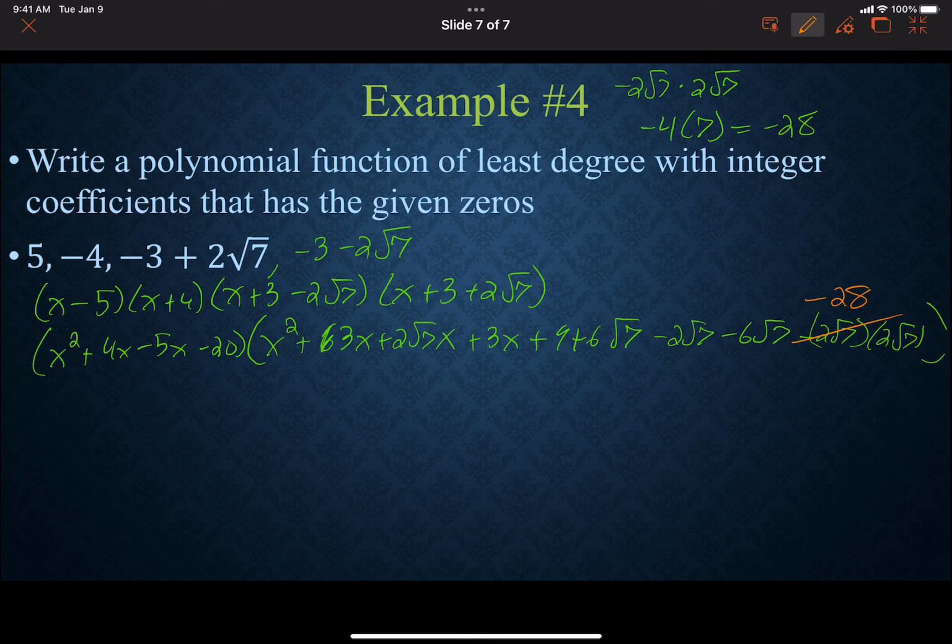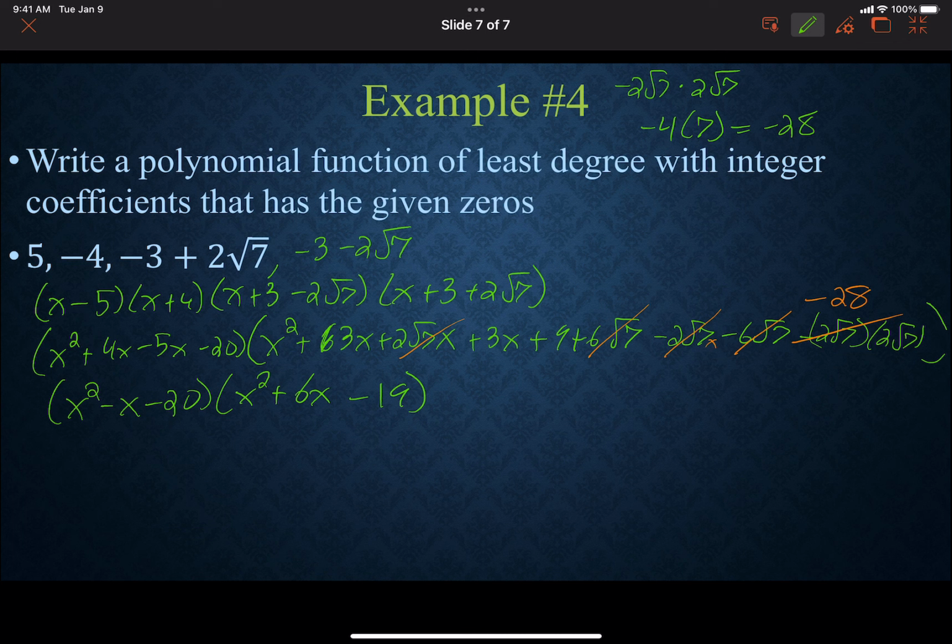Like with all the i's in the previous problem, the radicals are now going to all cancel. 2 root 7x, negative 2 root 7x. That should be an x right there. Positive 6 root 7, negative 6 root 7. So both of them combine down to be a quadratic trinomial, x squared minus 20 for the first, x squared plus 6x, and then minus 19 for the other one.